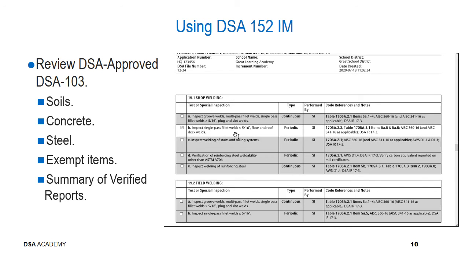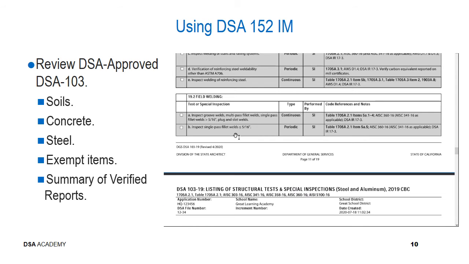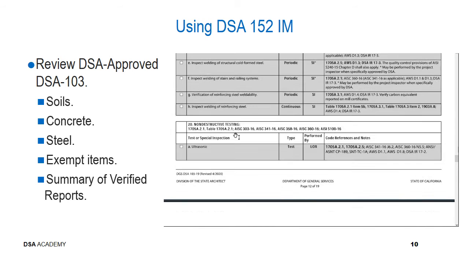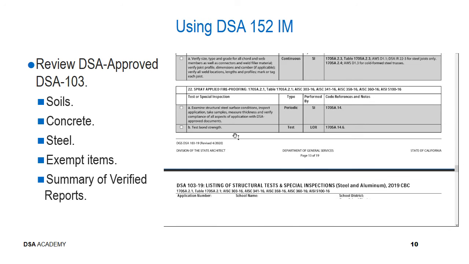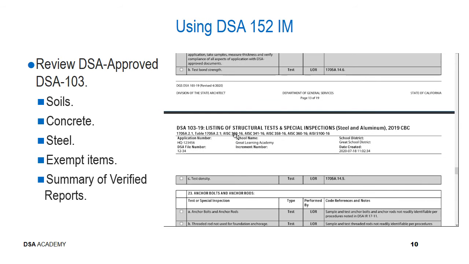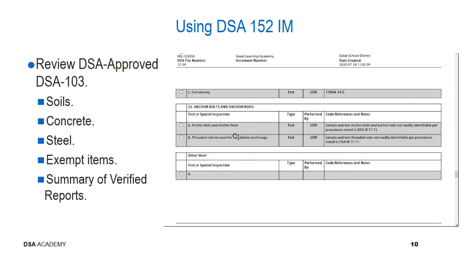There's also some shop welding that's noted. And most of the other items, actually the remaining items in steel, are not applicable, and so therefore they do not have a check mark and are grayed out.